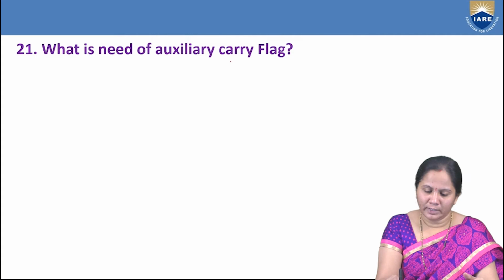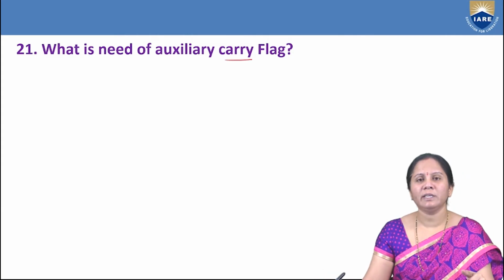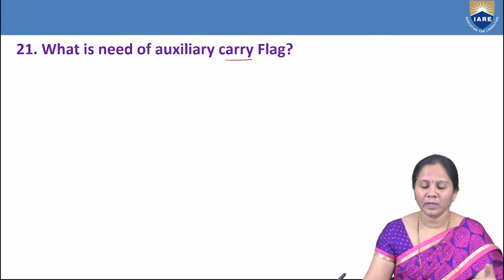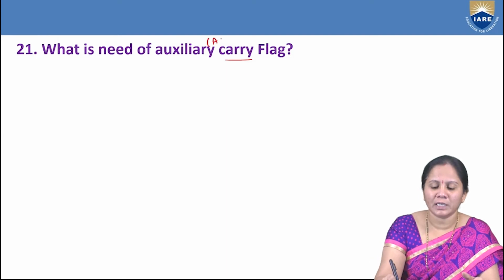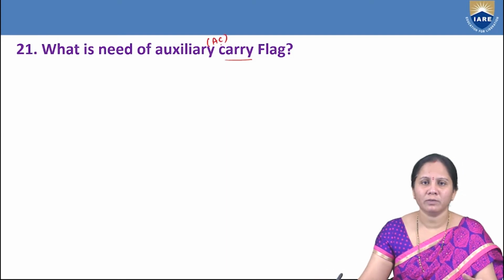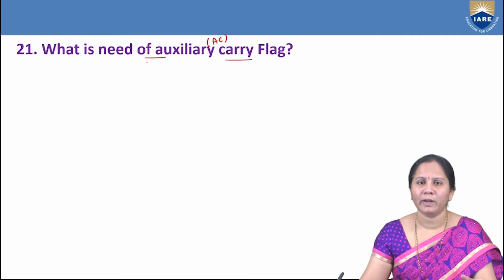So what is the need of the auxiliary carry flag? We have seen the PSW format, that is program status word, which is also called the flag register. It is an 8-bit register. Among the 8 bits, one of the flag bits is AC, which is called auxiliary carry. So what is the need of this auxiliary carry flag? That means, when will that flag be enabled?